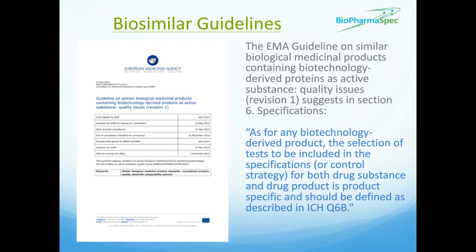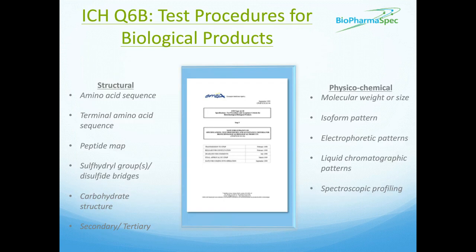And so exactly what is ICH Q6B? Here you can basically split the Q6B guideline, or suggestions, advice, down into two sections, into the structural side, as you can see on the left-hand side of the screen, and also the physicochemical on the right-hand side. Now, the structural side is very much aimed at the primary structure, which obviously is very important, but it does also mention some secondary and tertiary analysis, and we'll go into a bit more detail with that as well.